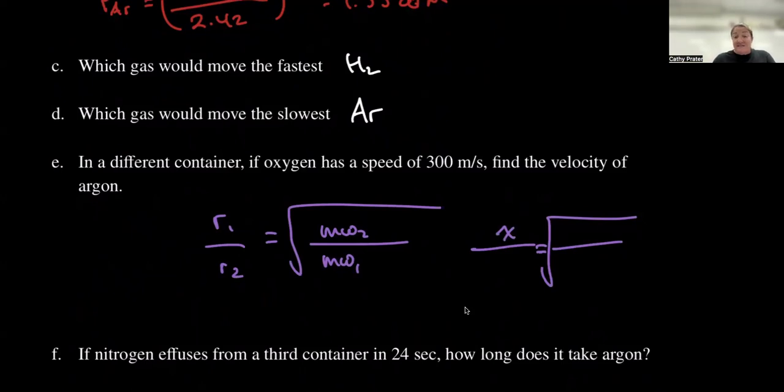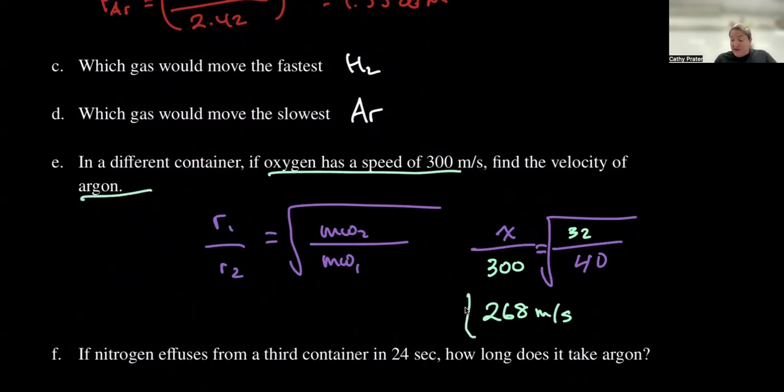So if x is the speed of argon, I'm going to put argon's molecular weight there, 40. And if oxygen's speed is 300, its molecular weight is going to go there, and it's diatomic. So 32 divided by 40, square root of my answer times 300 gives me 268 meters per second. And now I want to check: if oxygen's 300, argon is heavier, so it should be slower, and I got a slower velocity, so that makes sense.